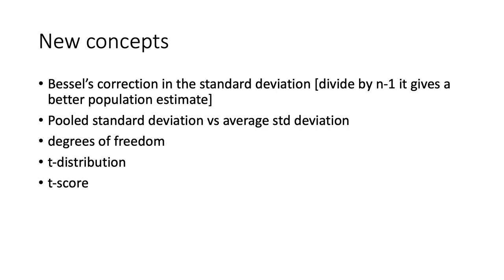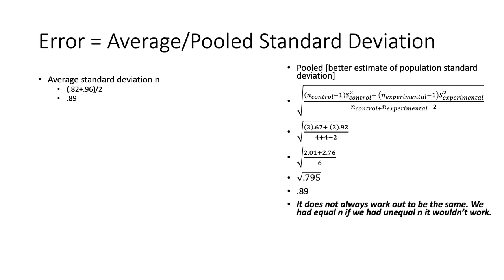So after that, we get our pooled standard deviation versus average standard deviation. I'll describe that real quickly. Degrees of freedom, t-score, and the t-distribution. So let's go in with pooled standard deviation versus average standard deviation. All right, so we know the average standard deviation. We know its function in the Cohen's d, right? We know that it means error, average, or pooled standard deviation. That's not a division sign, that's an or. And essentially what do we see here? What's the difference between the two calculations?